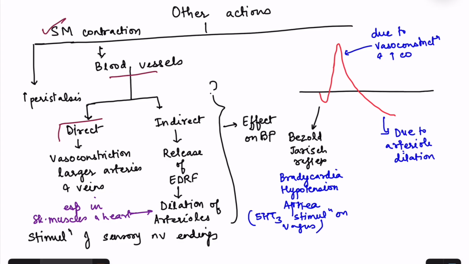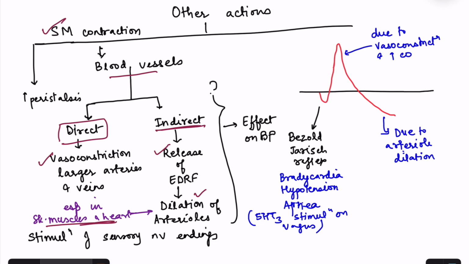The direct effect is vasoconstriction of larger arteries and veins, but the indirect effect is similar to that of histamine, which we studied: there will be release of EDRF, and this causes dilation of arterioles, especially in skeletal muscles and heart blood vessels. But remember, the direct effect is vasoconstriction of these vessels as well. Second, because of the smooth muscle contraction, it will cause increased peristalsis, already seen.